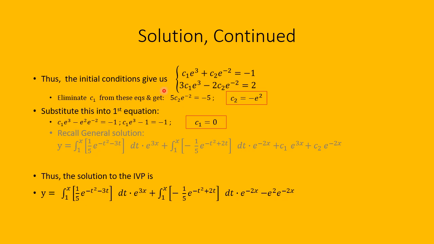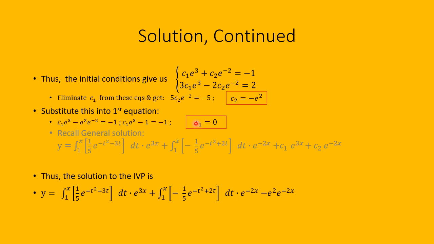Now substitute that into the first equation to solve for c1. So we get c1 e cubed minus, I should have said minus e squared times e to the minus 2 for this. That has to equal minus 1. e to the second times e to the minus 2 is just 1. So we have this term, minus 1 equals minus 1. And so c1 then has to equal 0.